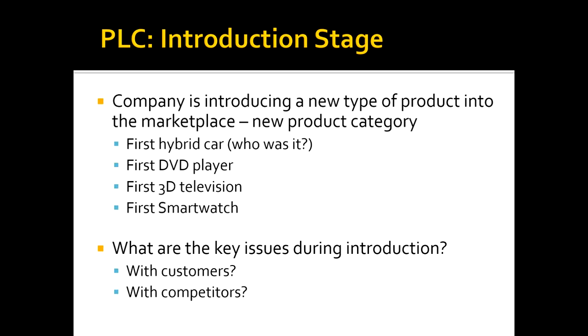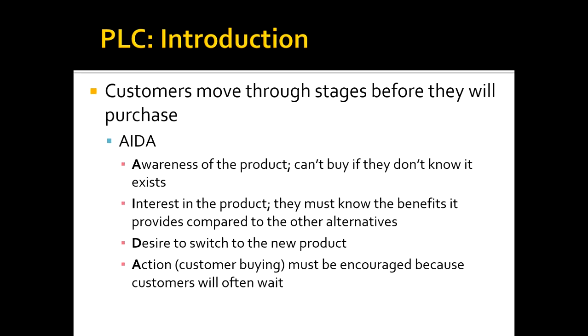What's going on with customers? What's going on with competitors? So first, when we think about customers, there's a series of steps that normally they go through before they buy something new. We often call it AIDA. Those steps are awareness. They have to know it exists. You can't buy it if you don't know about it. Then once you know it exists, you have to say, hey, what is that? How can it help me? What are the benefits?